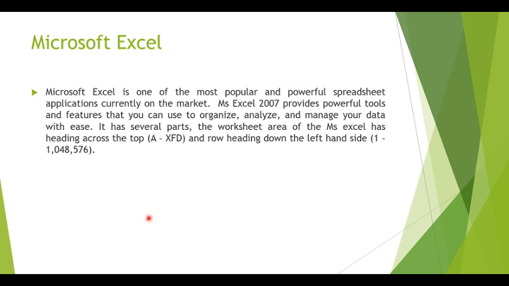It has several parts. The worksheet area of Microsoft Excel has column headings across the top, A to XFD, and row headings down the left-hand side, 1 to 1,048,576. So the rows and columns in the spreadsheet package are what is given to you. Let's go to the next slide.